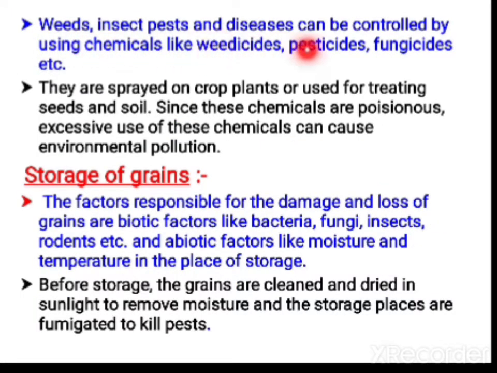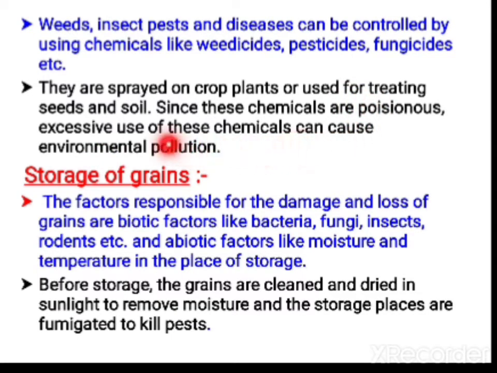Weeds, insect pests and diseases can be controlled by using chemicals. For example, for weeds we can use weedicides, for pests, pesticides, and for diseases we can use fungicides or various pesticides. By means of this we can control these weeds, insects and the diseases. They are sprayed on the crop plants.